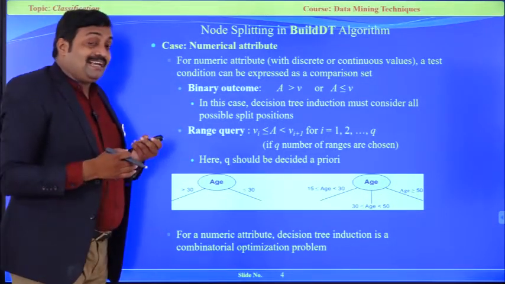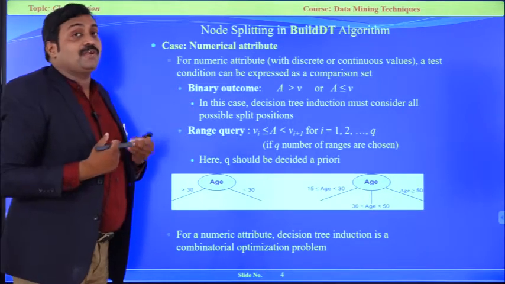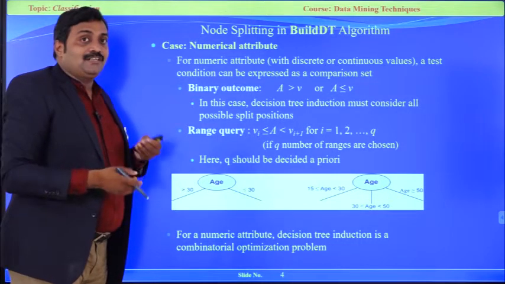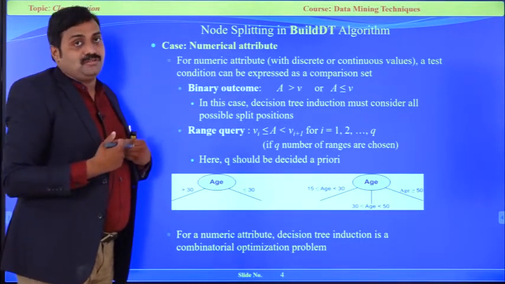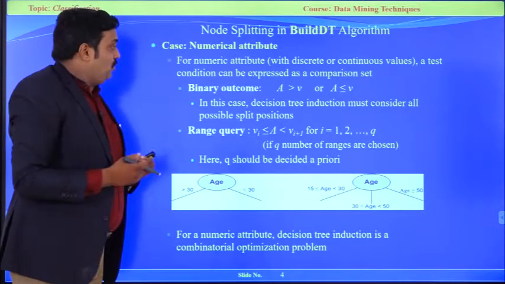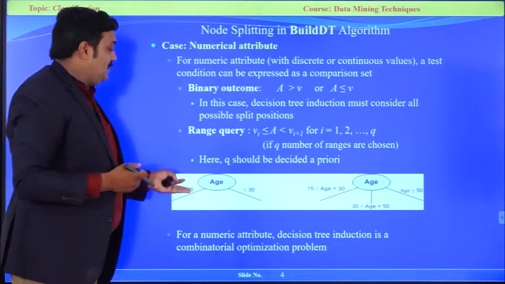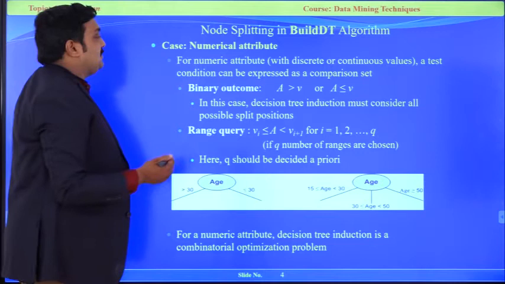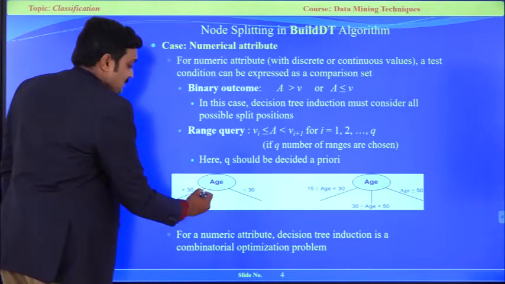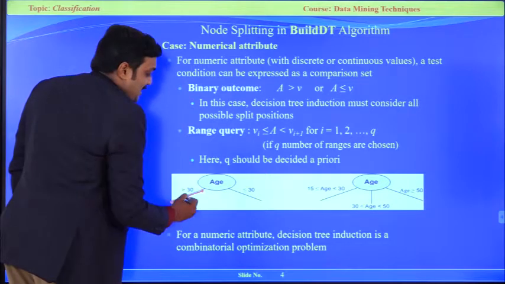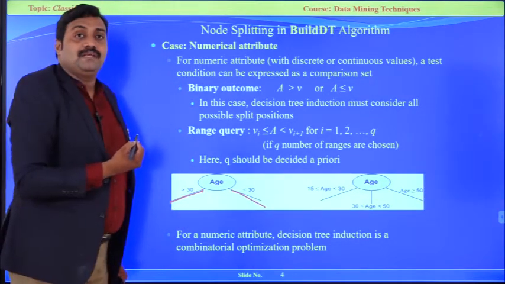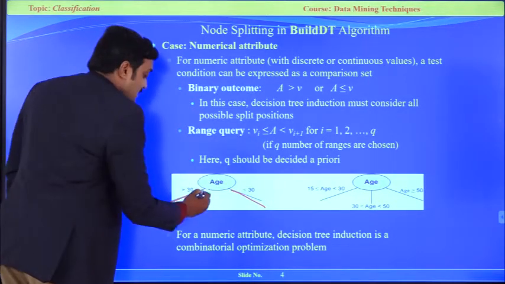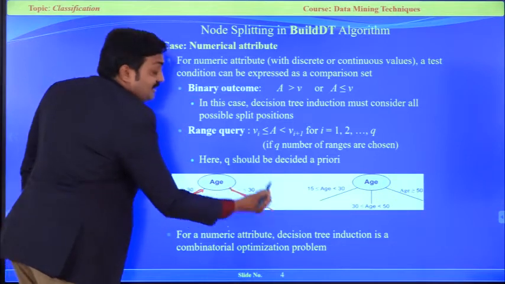Sometimes the data is numerical, such as salary, marks, or age. These attributes receive numerical values. Then how do we split? We can go either binary-based or range-based. Binary-based means a simple condition: if the value is greater than 30 or less than 30. For example, for age, I go one way if it is less than 30 and the other way if it is greater than 30.